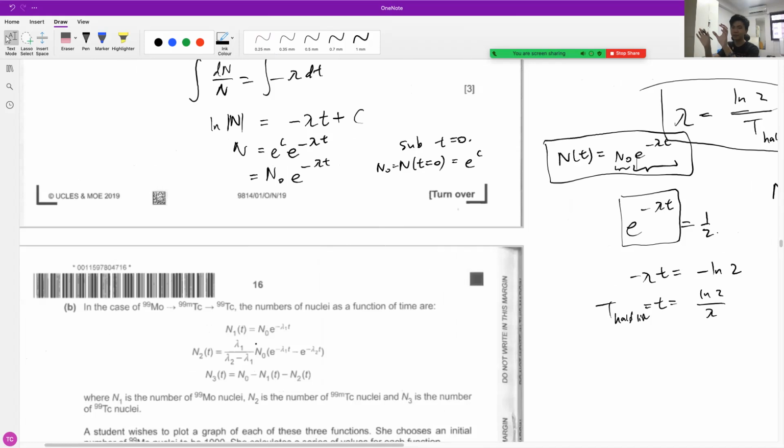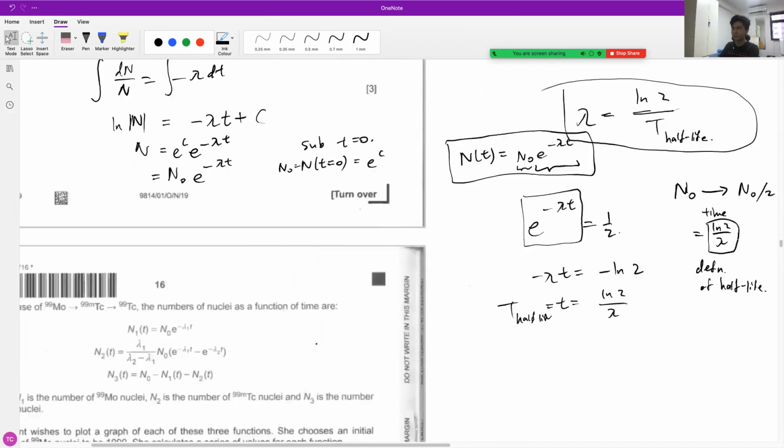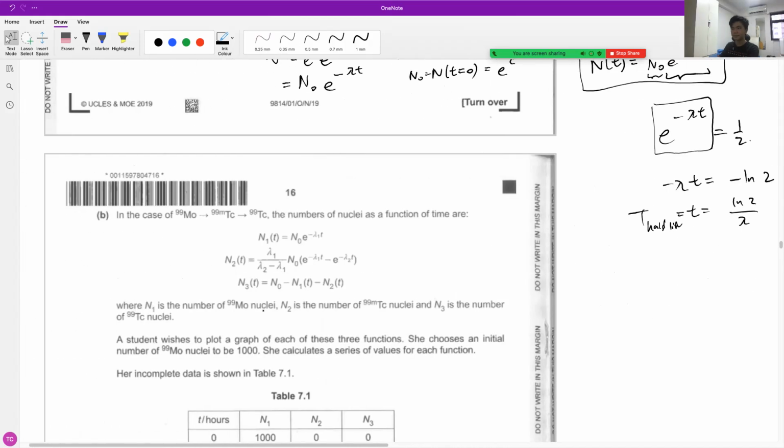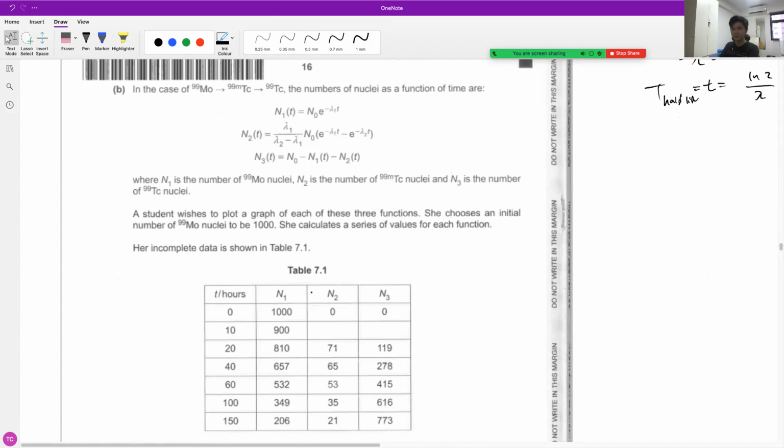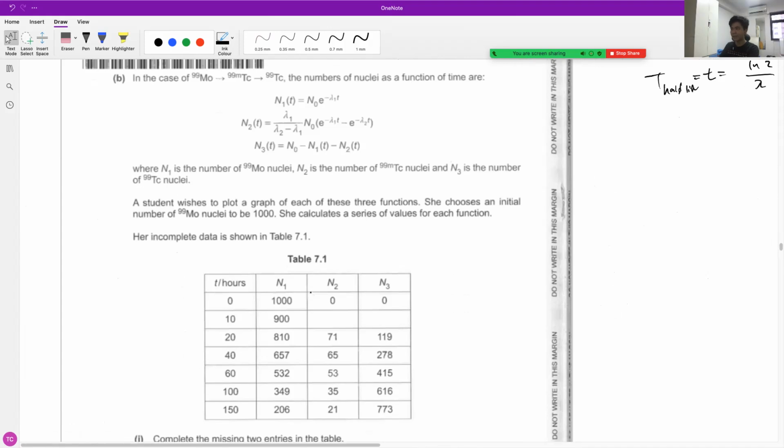So over here, we're given two descriptions: one is the half-life and one is the equation. And we need to relate the two. And to relate the two, we go through this process. So with that, we can calculate our lambda 1 and lambda 2.